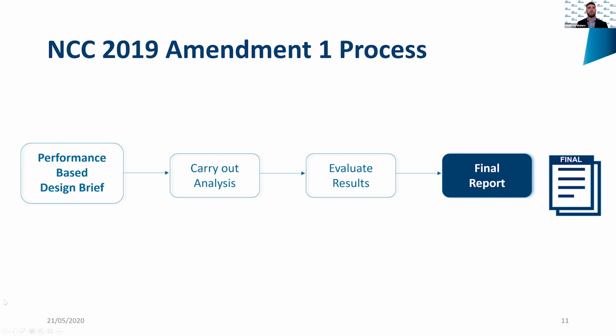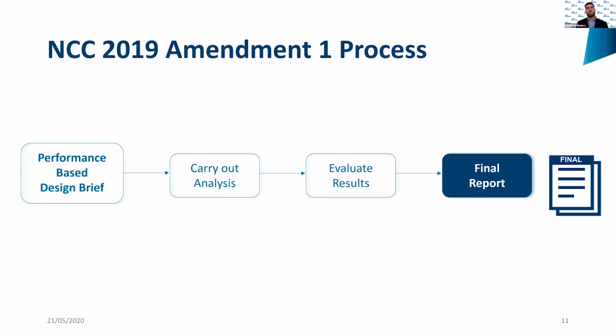So we'd go back and repeat step 2, and then we'd possibly look at using different methods of analysis. In step 4, a final report is required to be produced, and there's some prescribed information that this must have in it. So it must include all the relevant performance requirements and deemed to satisfy provisions that were identified as being relevant. And then it goes through the assessment methods that have been used in the analysis.